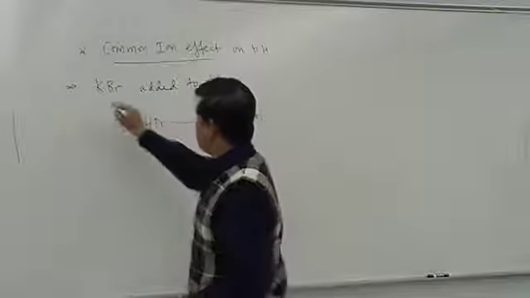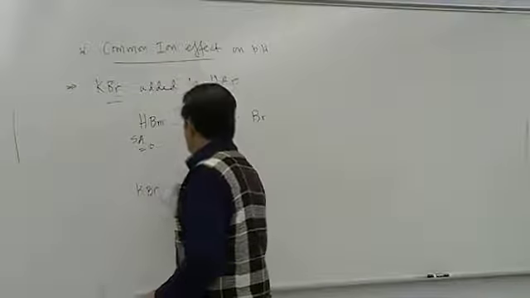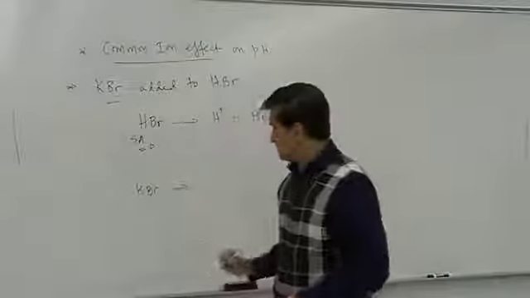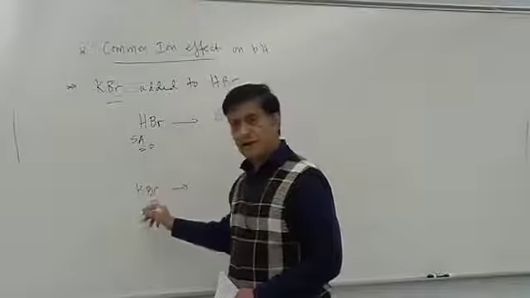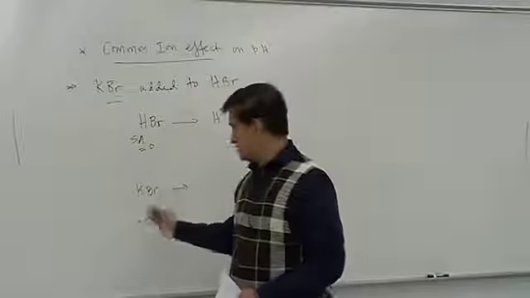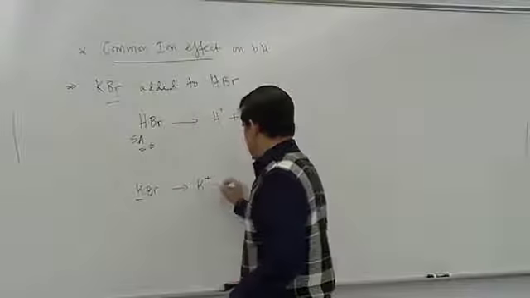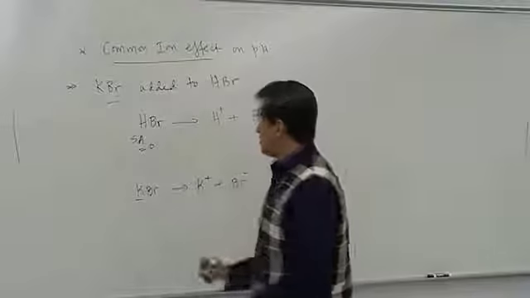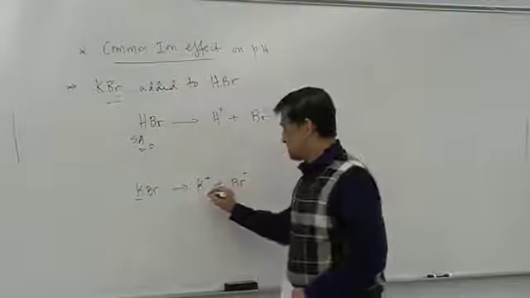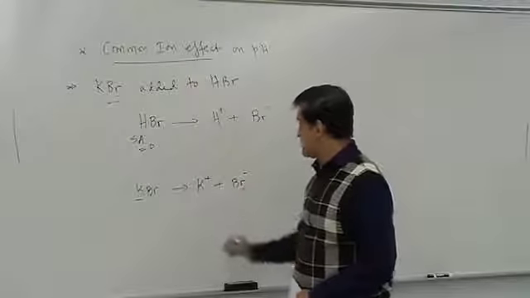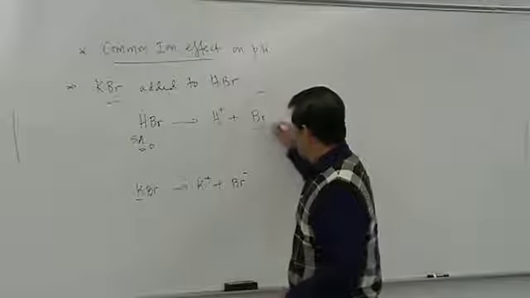Now when you're adding KBr, I want you to know that sodium and potassium salts break down 100% in most cases. Like potassium would get separated in this case as K plus Br minus. So when you add KBr in this solution, it is going to break down as K plus and Br minus. So what is the common ion here in these 2 solutions? Br minus.